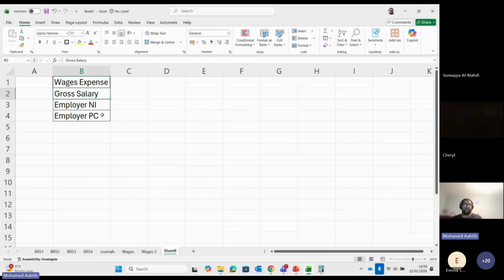So this wages expense is really what you pay if you employ somebody. If I'm the employer, this is my cost. My cost is going to be the salary I pay you plus the national insurance contribution and the pension contribution from the employer side.